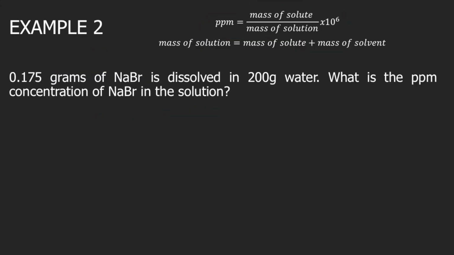Example 2, 0.175 grams of NaBr is dissolved in 200 grams water. What is the ppm concentration of NaBr in the solution? So in this problem, NaBr is the solute and the solvent is water. So always remember, the solute is the one being dissolved in the solvent.